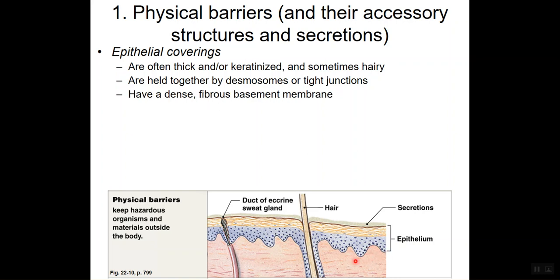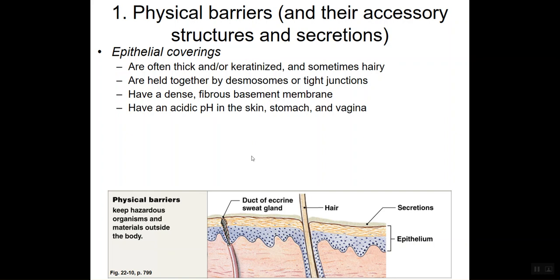Underneath the epithelium, you can't really see it in this picture, but you have a fairly dense fibrous basement membrane. So if something was to breach the epithelial cells, it would still have to get through the basement membrane before it could get down deeper and cause an infection or get into your bloodstream.